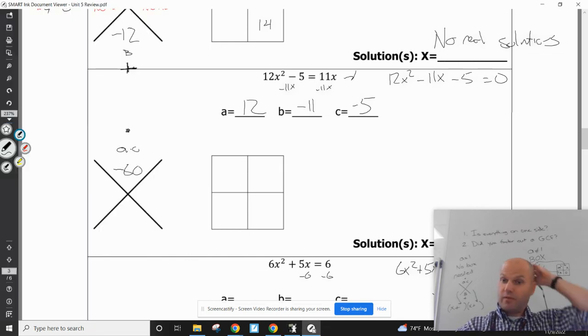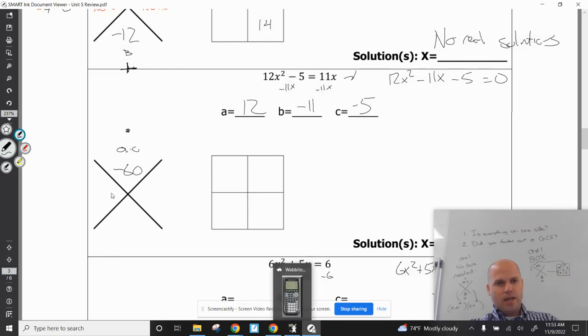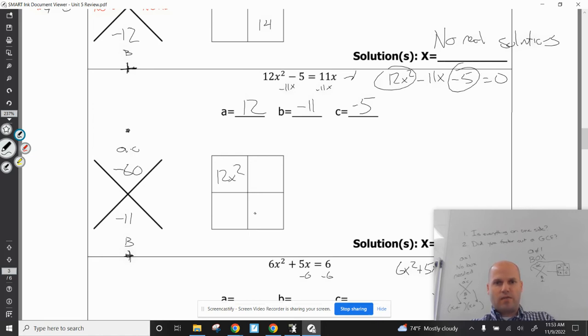Great. That's a nice rectangle. 60 has a lot of options to get 60. And then B is negative 11. We're looking at two numbers that multiply to get A times C and add to get B. If you want to do that right now, great. I'm going to fill in some of the spots in my box, 12x squared and negative 5. Now I have to figure out how the combination of my x's makes negative 11x. We're backwards distributing here.